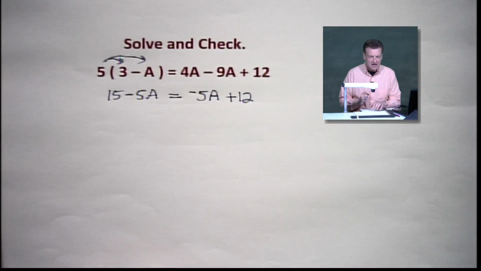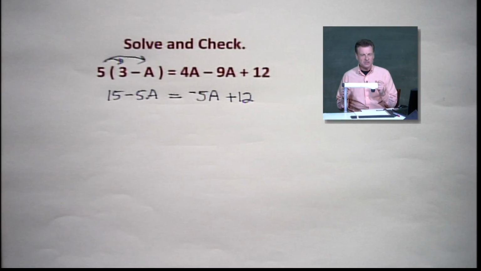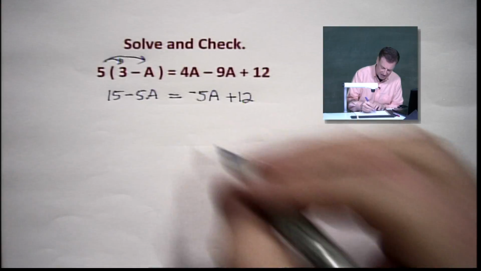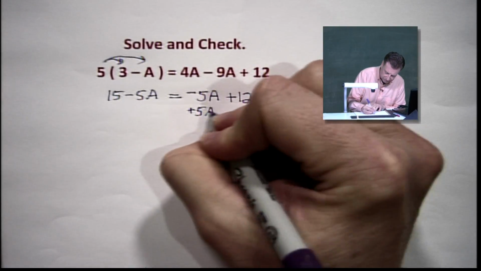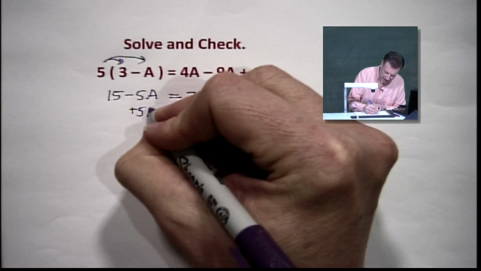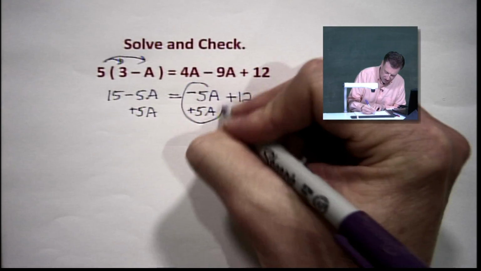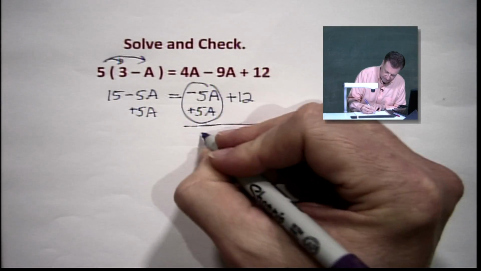Now, typically what we like to do, we like to move the a's to get them all together, either on the right side or left side. So let's just do that. We've got a minus 5a here. We're going to add 5a. And make sure that you are adding 5a because we want this to go to 0. So all we're going to have left is a 12.